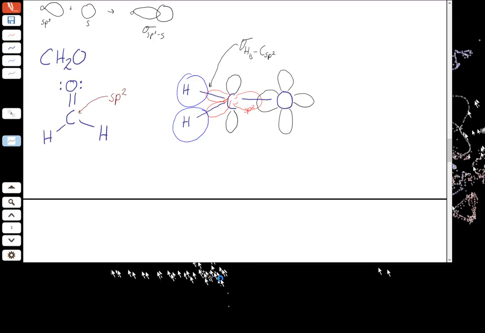So we have a couple different interactions now with oxygen. We have a sigma bond right here that goes between an sp2 on the carbon and a p orbital on the oxygen. And actually, oops, I forgot the atoms there. Let's put the atoms in there. So this is going to be our carbon sp2 and our oxygen p.